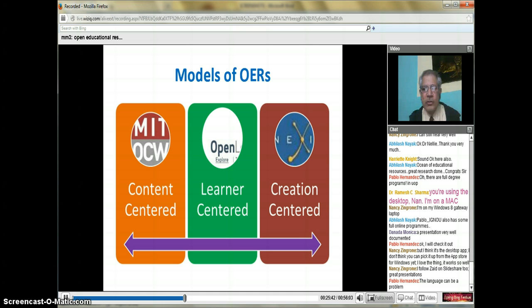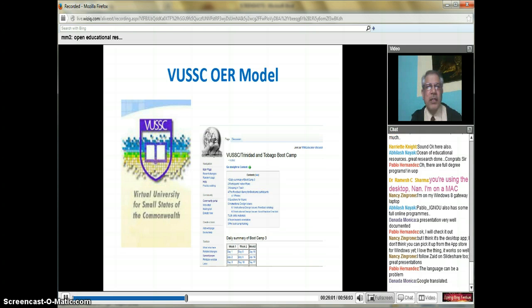We have already talked about that. Now he talked about the different kinds of models which are available for OER. They are the content centered models, the learner centered models, and the creation centered models. Then he also talked about the BUSSC OER model. BUSSC OER model means Virtual University for Small States of Commonwealth. This is also a very important model and it is worth emulating.